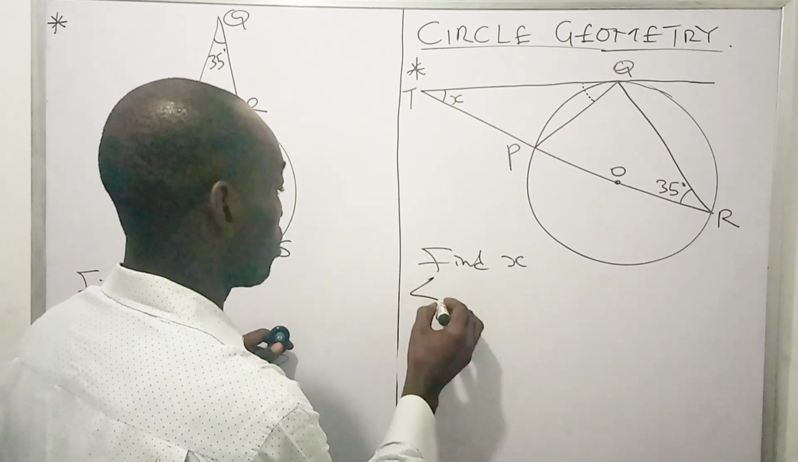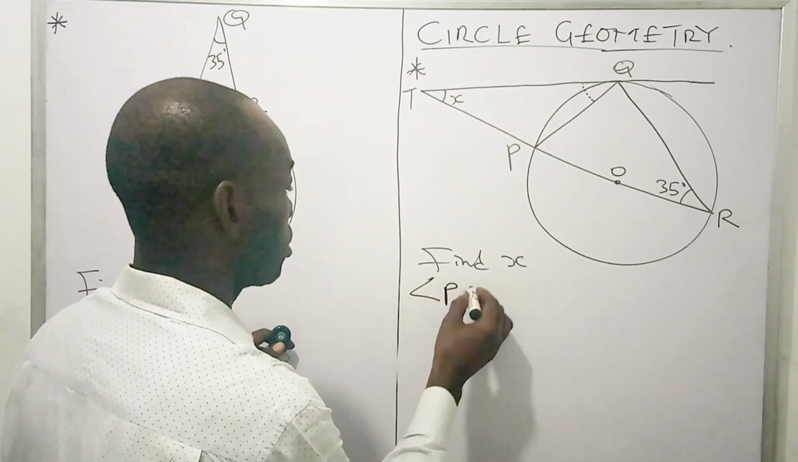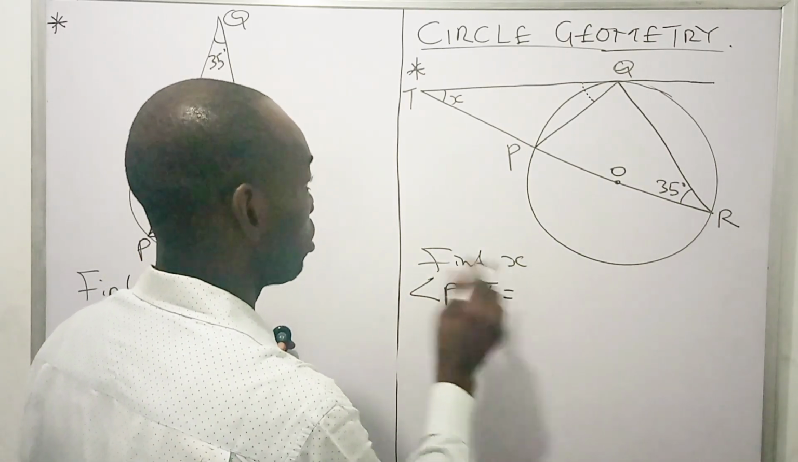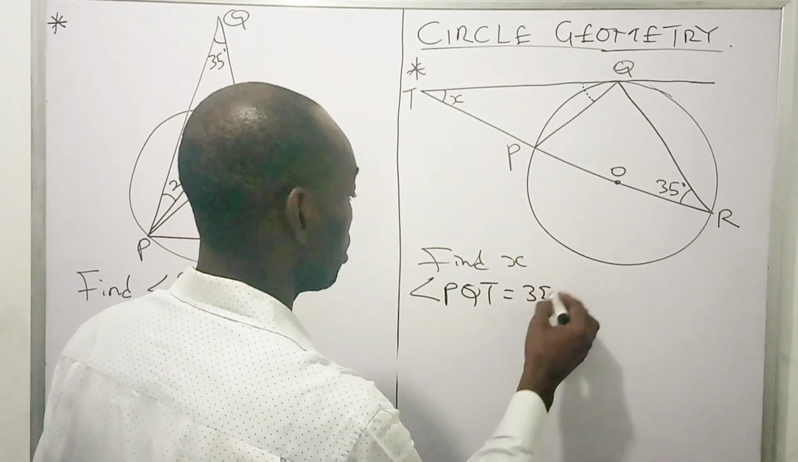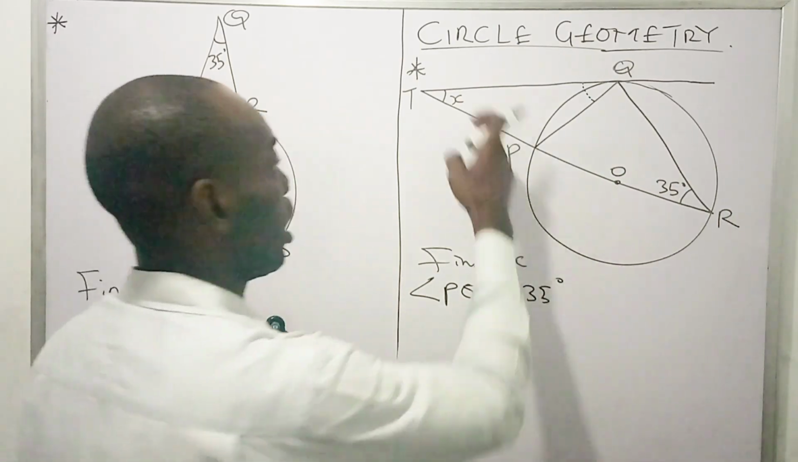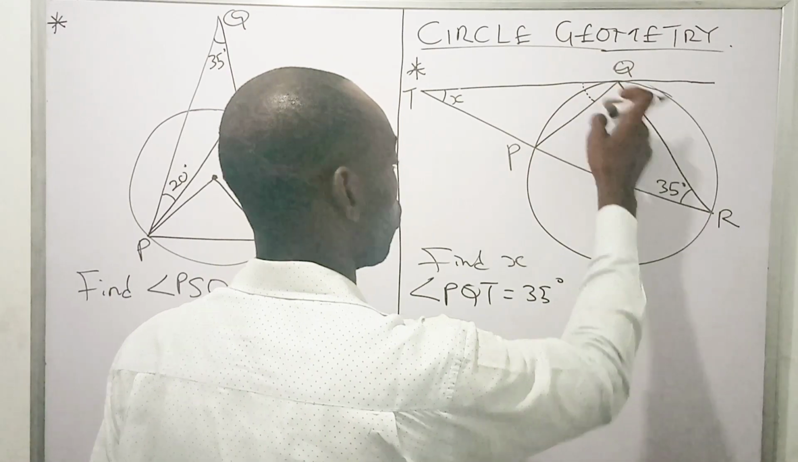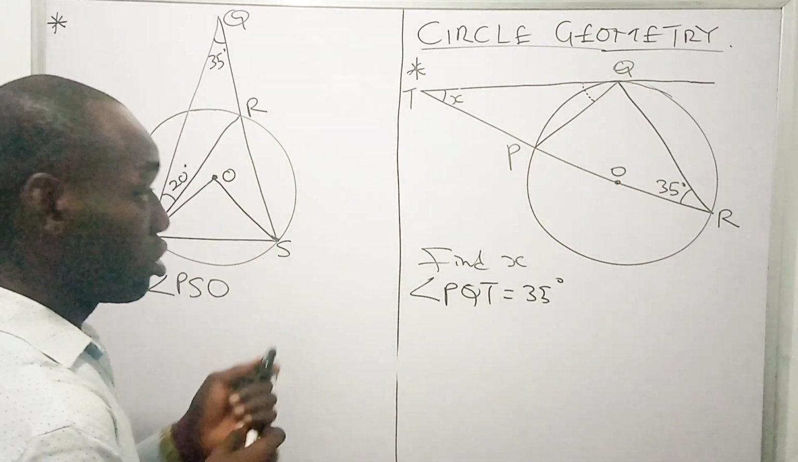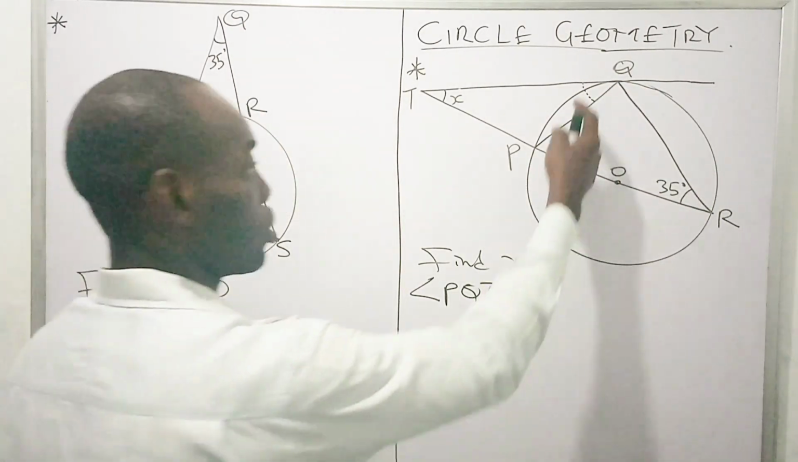So in other words, angle PQT is also 35 degrees. And the reason is this: the angle at a tangent equals the angle in the alternate segment. So these two angles are the same.